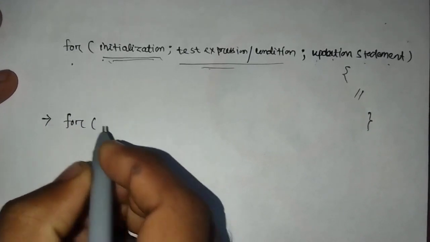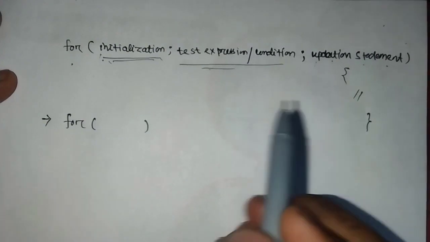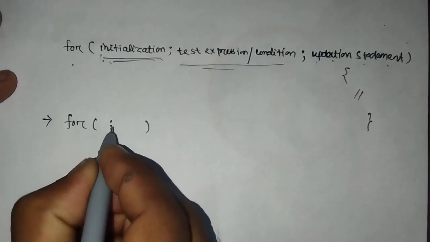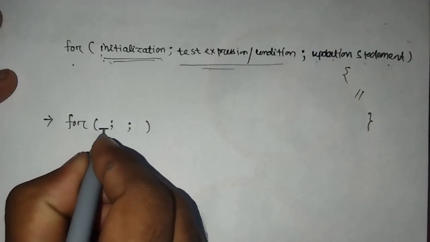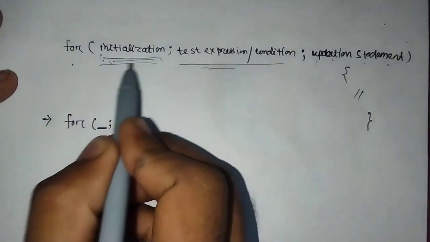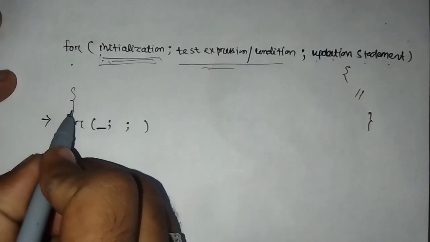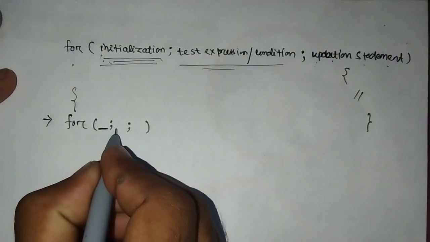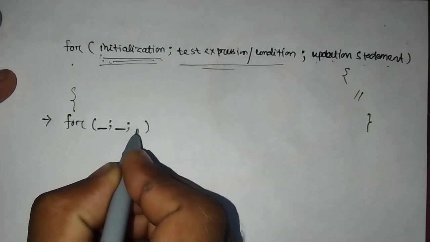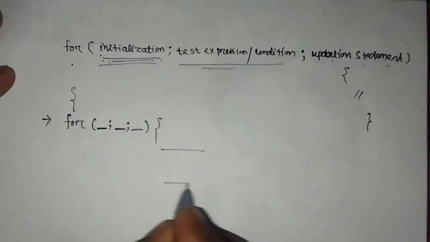One thing is sure: in this round bracket, you have to give two semicolons. Okay, the initialization you may write before the loop, and the test expression or condition and the updation statement you may write inside the loop.